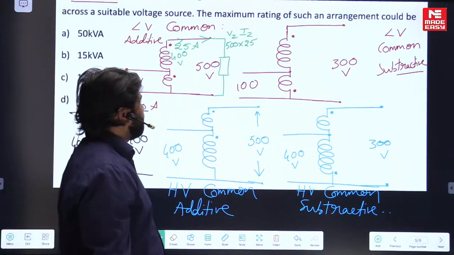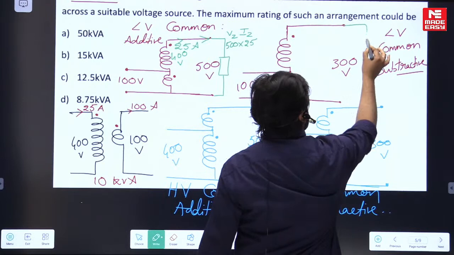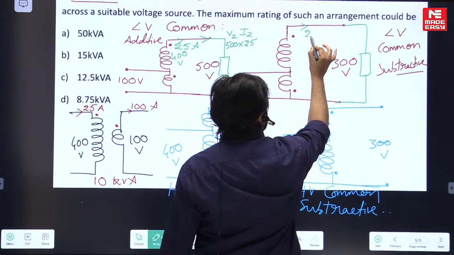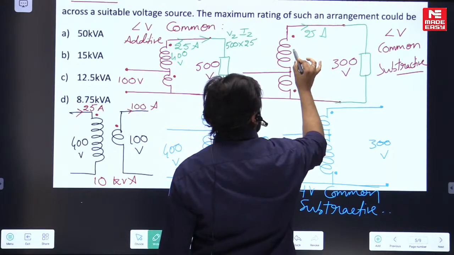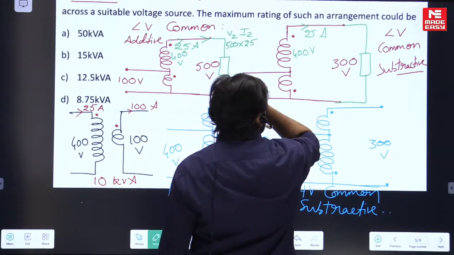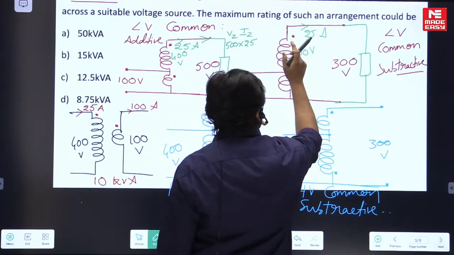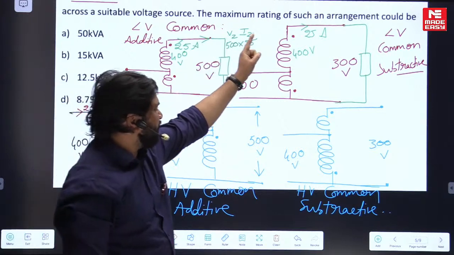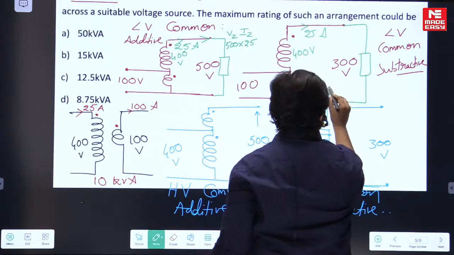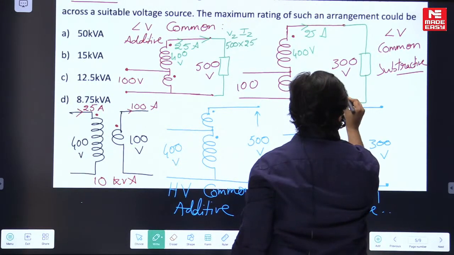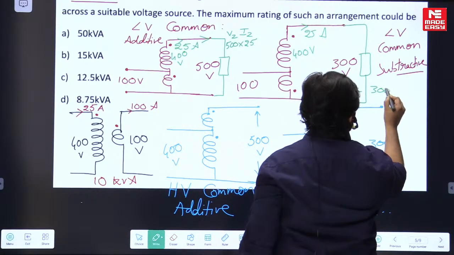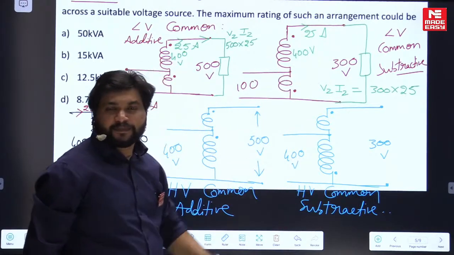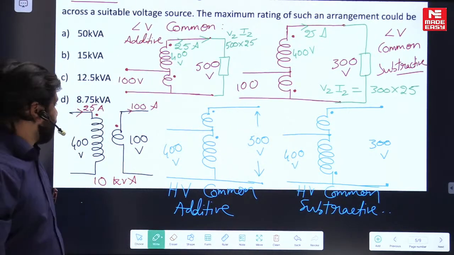Next. You can connect a load here also, so that the current flow can only be 25 ampere again, because this is a 400 volt winding, and the 400 volt winding's current carrying capacity is only 25 ampere. So again, what is V2 I2? 300 into 25. This is another rating.